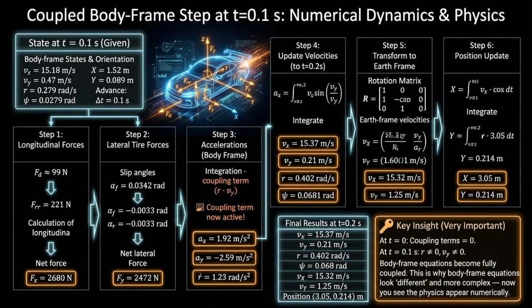Using the earth frame velocities, position is updated over delta t equals 0.1 seconds. The global x position increases from 1.52 meters to 3.05 meters, while the y position advances from 0.089 meters to 0.214 meters. After this second manual integration step, the vehicle is located at x equals 3.05, y equals 0.214 meters, showing accumulated yaw and side slip during the turn.